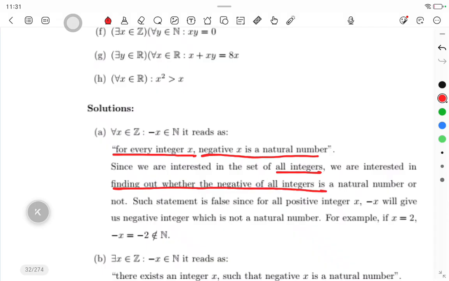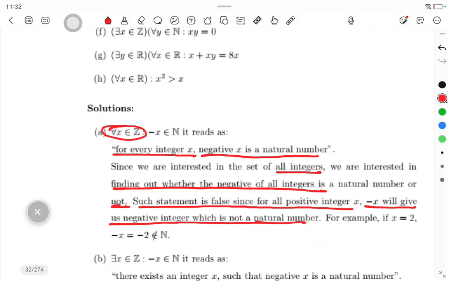Such a statement is false, since for all positive integers x, negative x will give us negative integers, which is not a natural number. So if I take all the positive integers here, I'm going to get negative numbers, right? And those negative numbers are not an element of the natural numbers. For example, we're going to just pick one number and say that if x is equal to 2, then this won't be true.